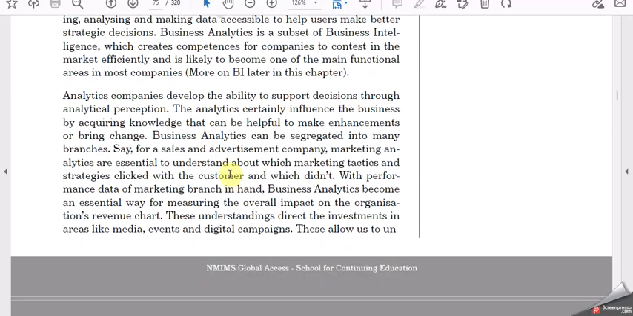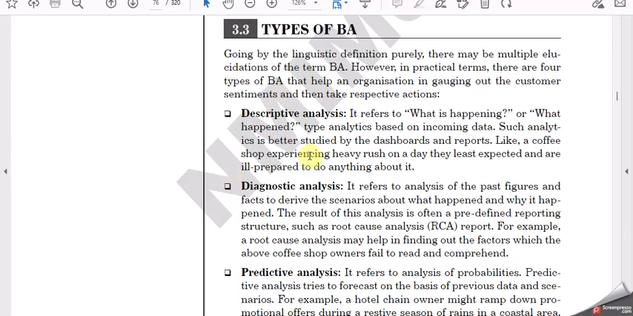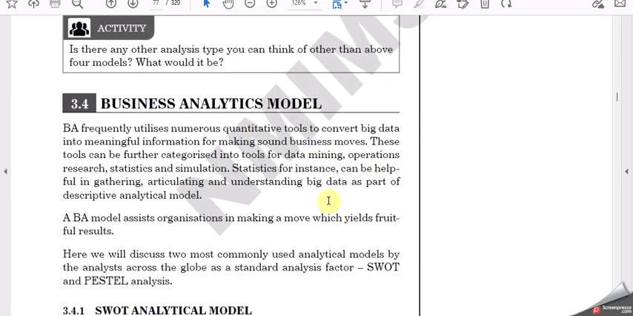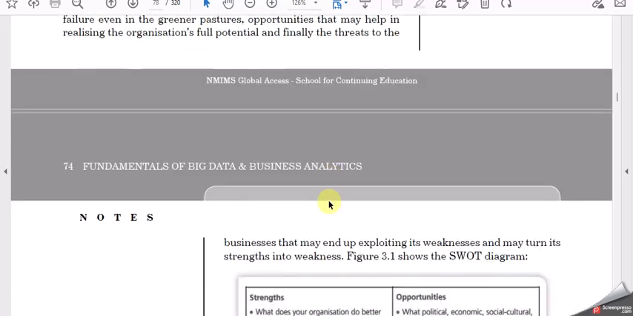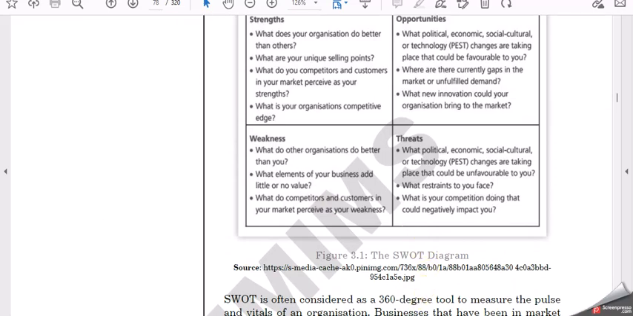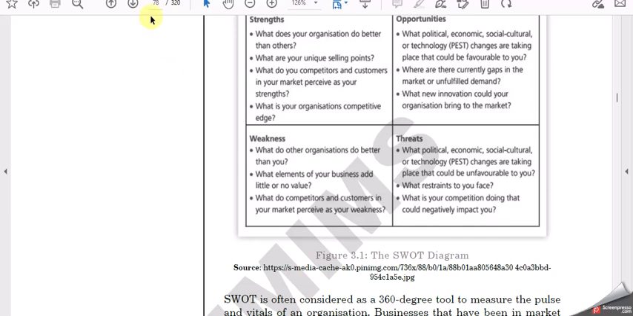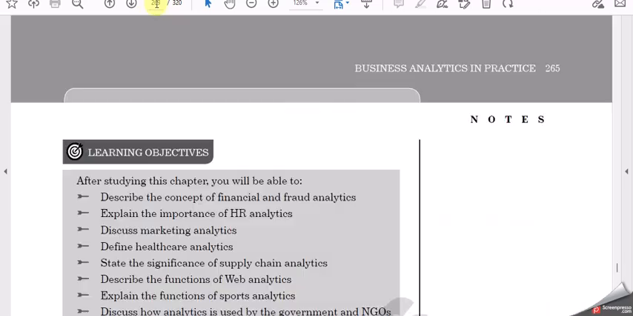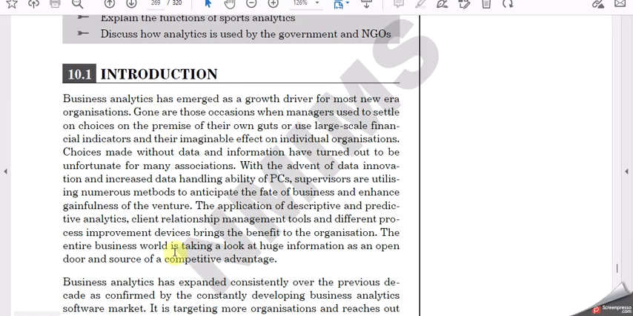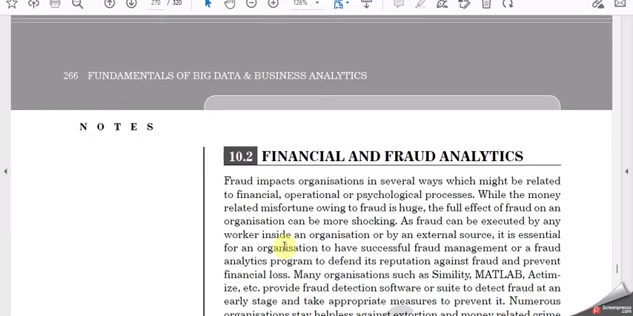Introduction to business analytics. Then types of business analytics, so that we have to connect back to the government organization, which types have been used in which case study. Then page 269, here we have little information.